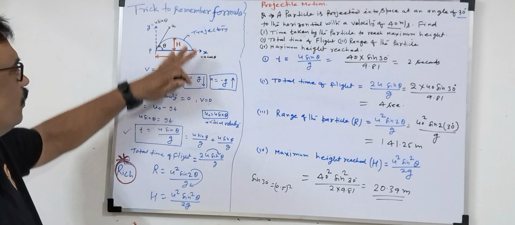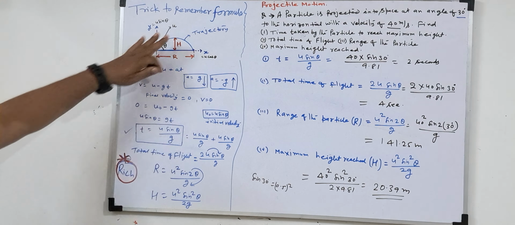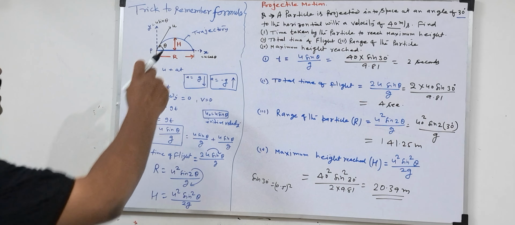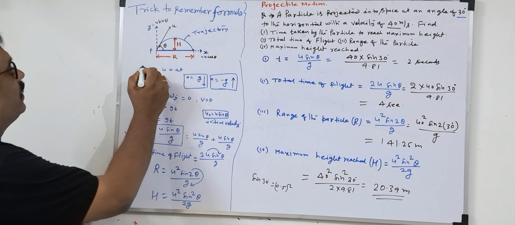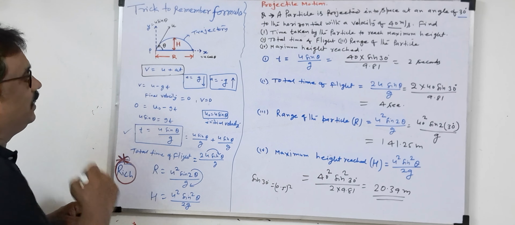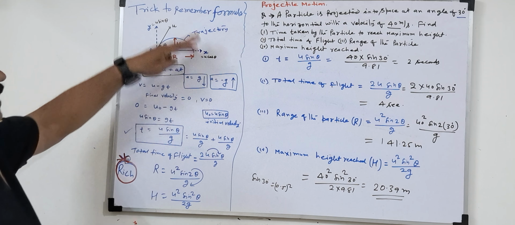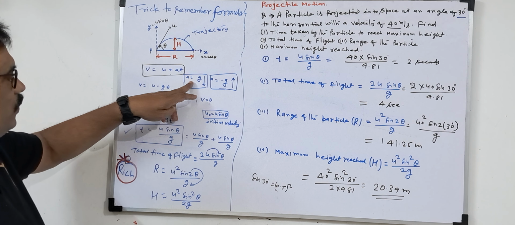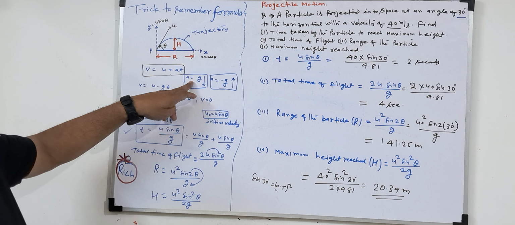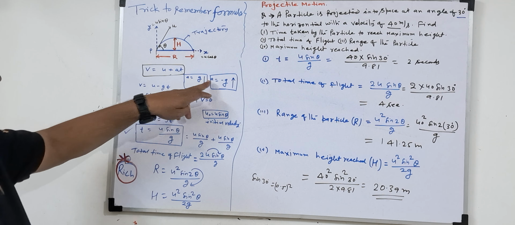So how to remember the formula? This is the trick you remember. Listen one more time. This is the diagram: trajectory, initial velocity, final velocity, range, height already given. Remember v is equal to u plus at. Because it is going against gravity, a becomes the acceleration due to gravity. Downward direction is plus g, upward direction is minus g. So v is equal to u minus gt.